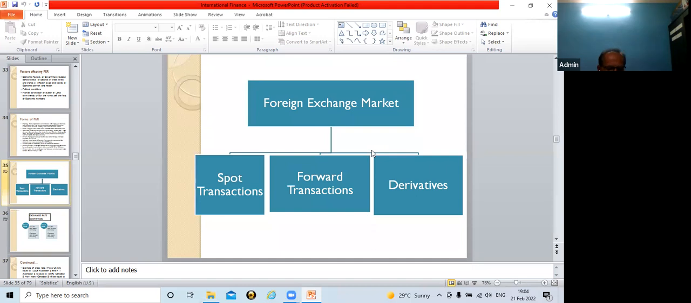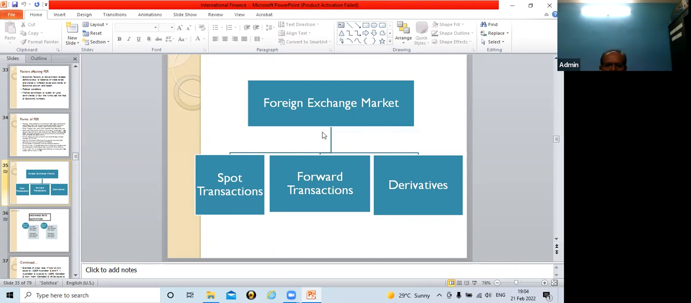As per our syllabus from Pune University, let me read out the points related to unit number 3. It is about the foreign exchange market. The topic title is the transaction on the international foreign exchange market.